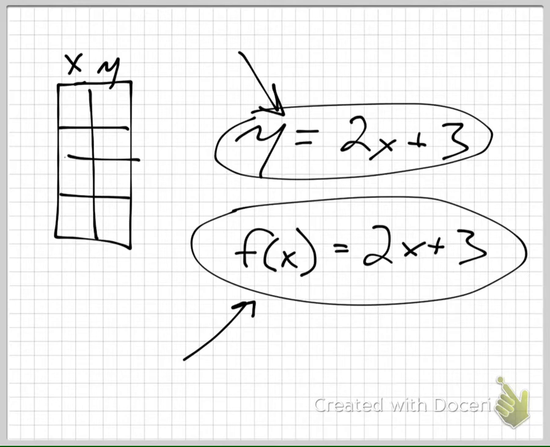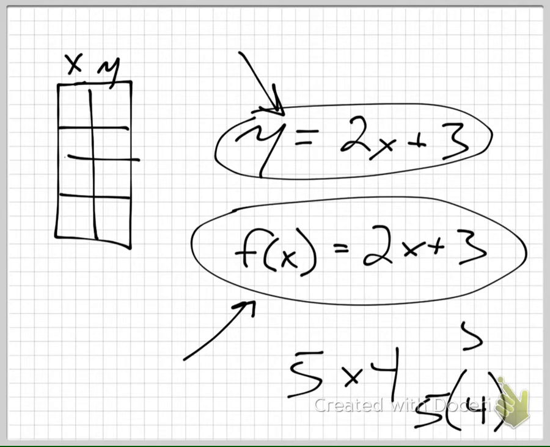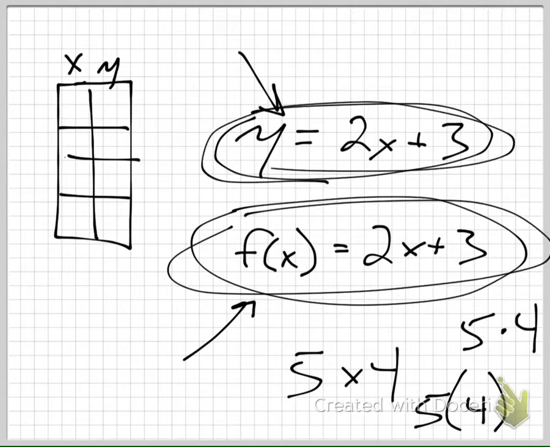It would be like me saying, what's the difference between 5 times 4 and 5 times 4 and 5.4? There's no difference. They're just written differently. That's the same thing with these two. They're talking about the same thing. One is written in function notation and one is written as an equation. Does that make sense?